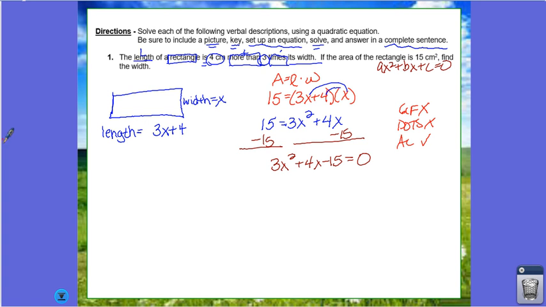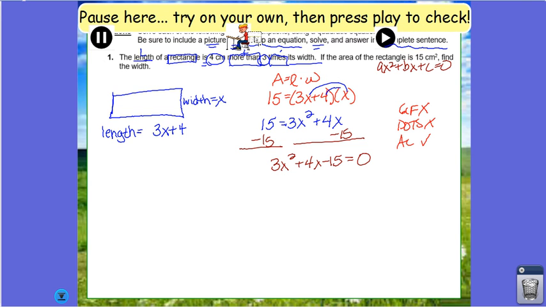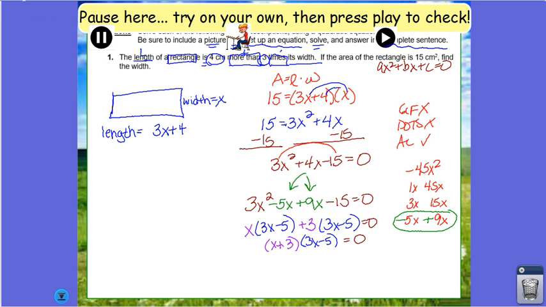Now would be a good time to pause so that you can try your AC method and then check to see how you're doing. Okay, you should end up with x plus 3 and 3x minus 5. All of my work is shown. It's time for tea time. Now we set x plus 3 could be 0, or 3x minus 5 could be 0.